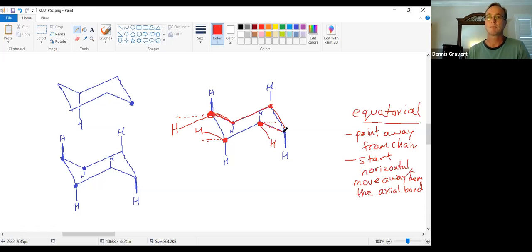Awesome. Keep going around the ring. This carbon is going to start out horizontal away from the center, move away from the axial, so you're parallel to the seat of the chair again. This carbon here, start out horizontal, but you're going to move down away from the axial bond, right? Bonding electrons repel. So go parallel to this line here. There we go. It's a decent chair.